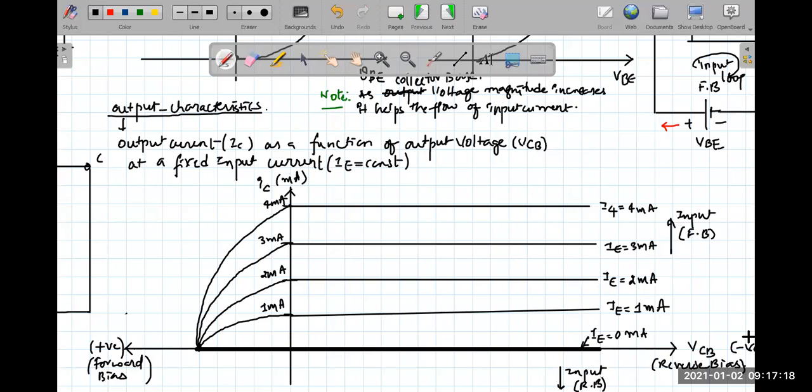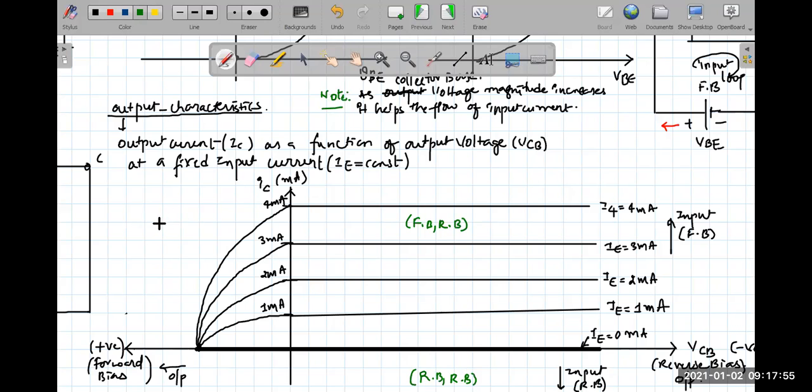Towards the right, the output is reverse biased. Here I can say output is forward biased. Is that okay? This is the direction where output is forward biased. So here I got 4 quadrants. If I want to name those quadrants, I can say input comma output. Input is forward biased, at the same time, output is reverse biased in this region. In this quadrant, input is reverse biased, and at the same time, output is also reverse biased.